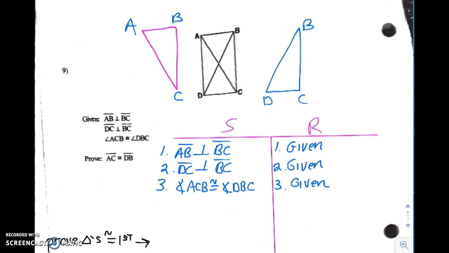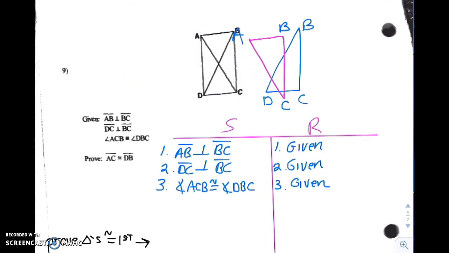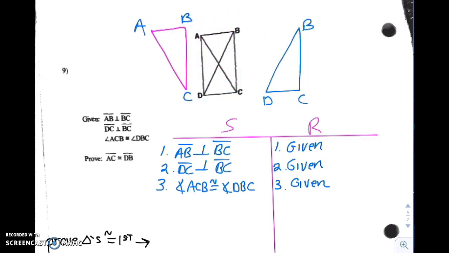Now, if you were to put these back together, you'll notice, what do they share? They share side BC. So BC is the reflexive side. Again, if you put those together, B and C line right up. So BC is the reflexive. So we'll get to that.